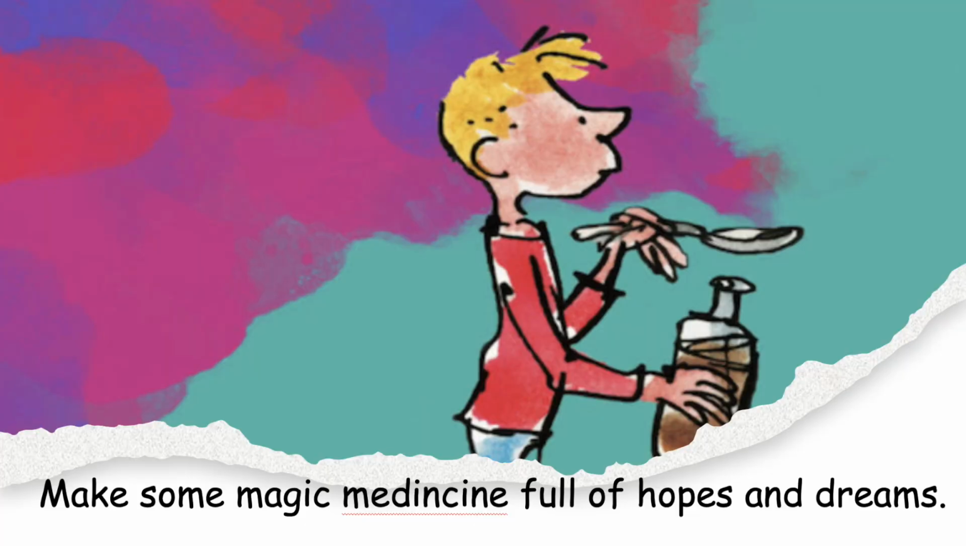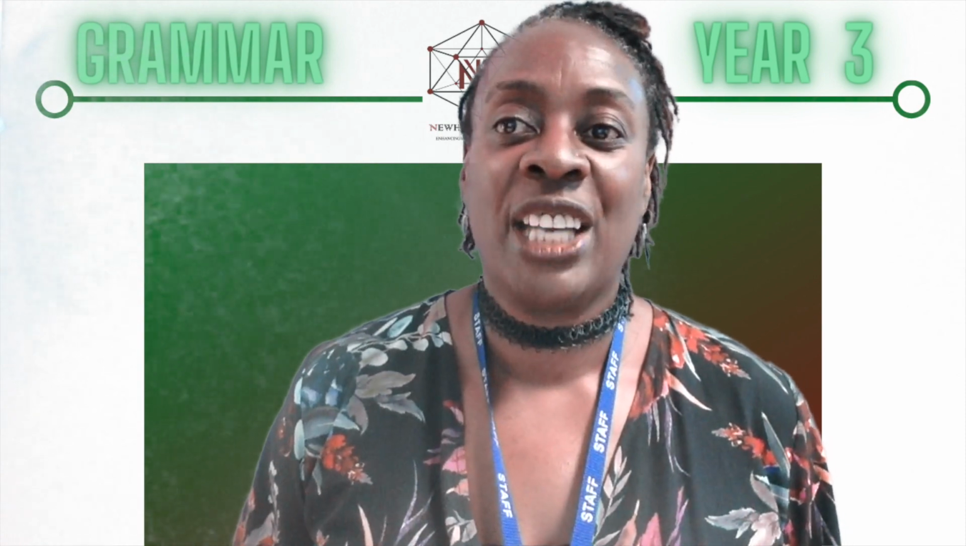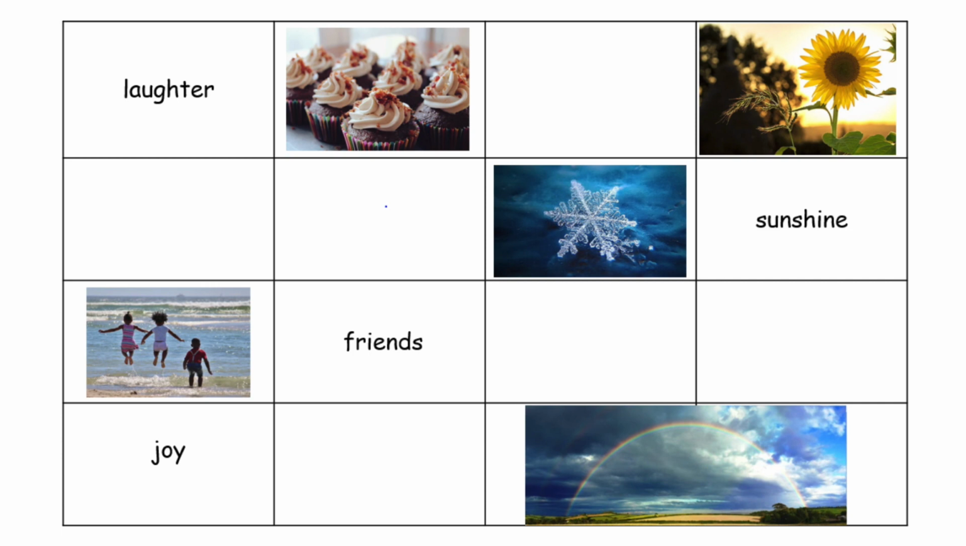But instead of trying to poison grandma, let's make some magic medicine full of hopes and dreams to cheer her up and remind her how to be happy. As Roald Dahl says, most grandmas are lovely, kind, helpful old ladies. So let's cook up some expanded noun phrases packed with all the good things in life, like the laughter of children, playing in the park, or a perfect shimmering snowflake suspended in the frosty air.